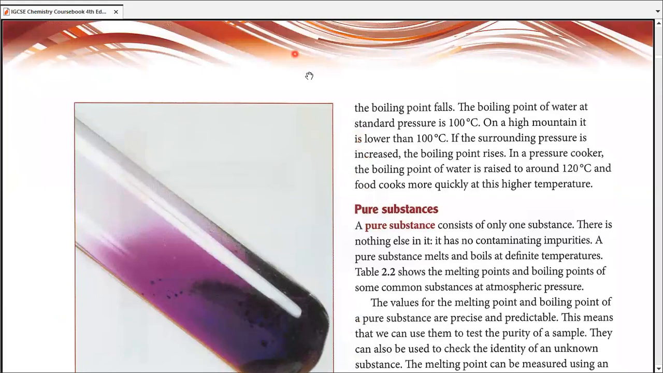So the boiling point of pure water is equal to 100 degrees centigrade, and that's at atmospheric pressure. All right. Let's talk about higher altitudes.